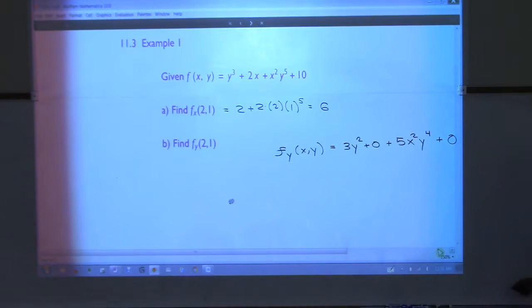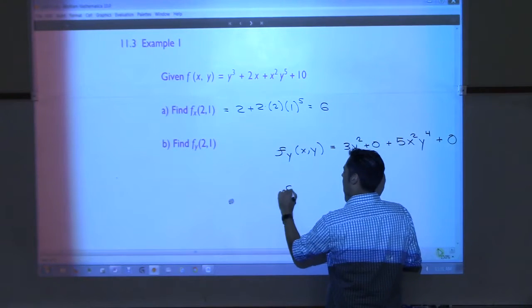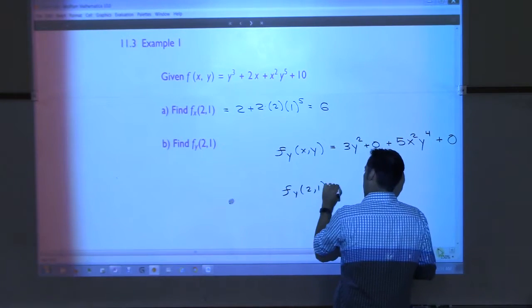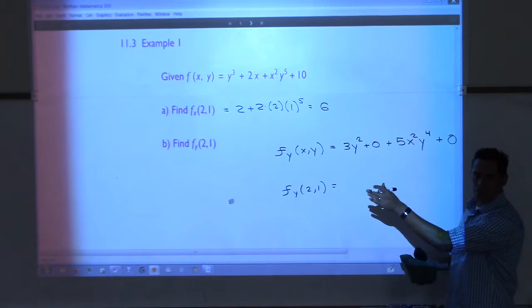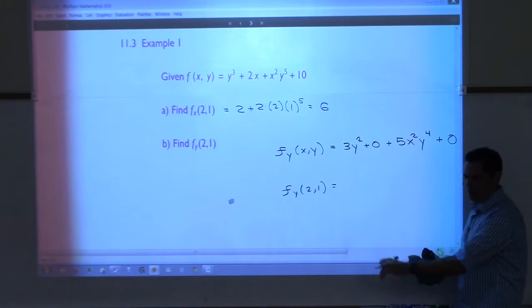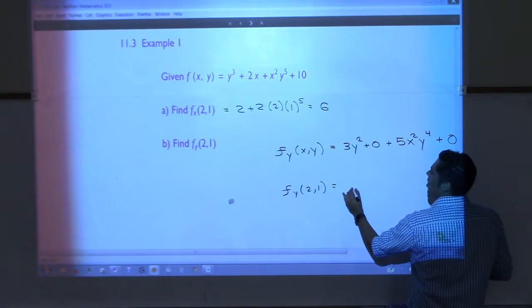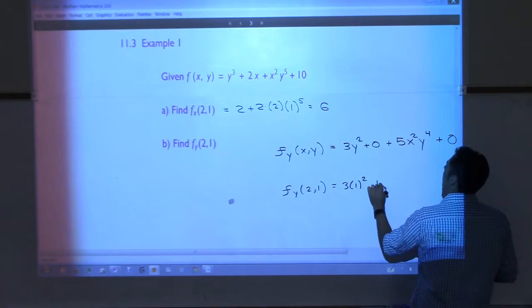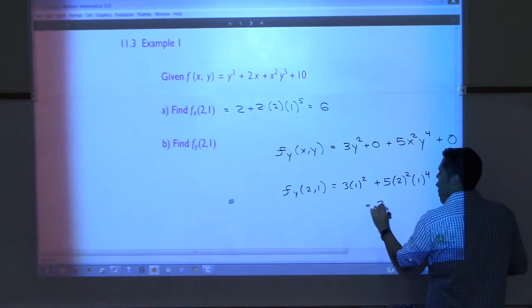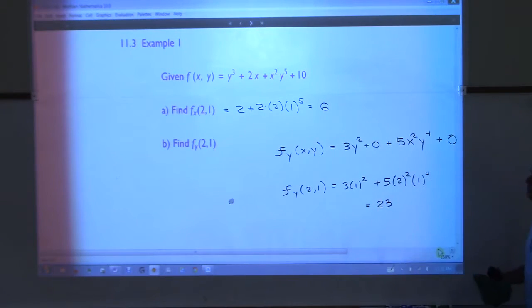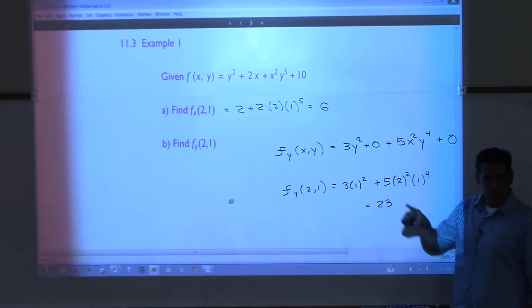All right, we're done. Oh no, we're not. Sorry. Now we want to plug in 2, 1. Are we going to get the same answer? No. Not necessarily, right? We could, but it's not necessary that it happens, because we're cutting it in a different direction. So our slope might be different in that direction. So we're plugging in 3, 1 squared plus 5 times 2 squared times 1 to the 4th. What is that? 23. So if I walk in that direction, it's going to be a steeper slope, right?